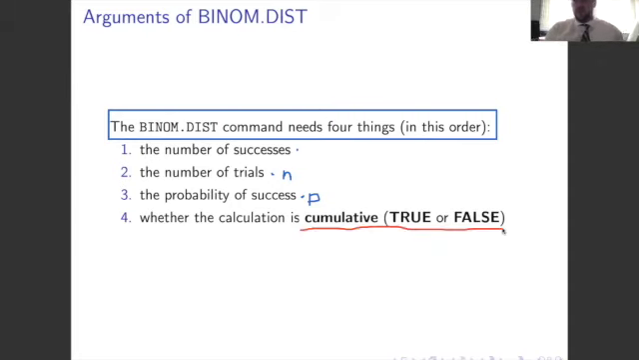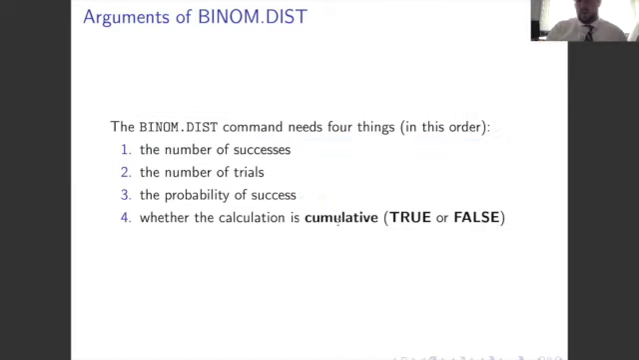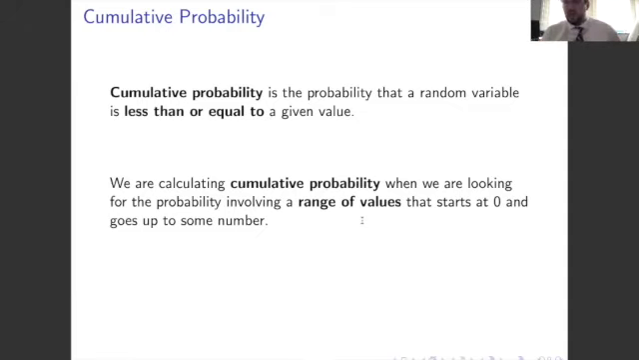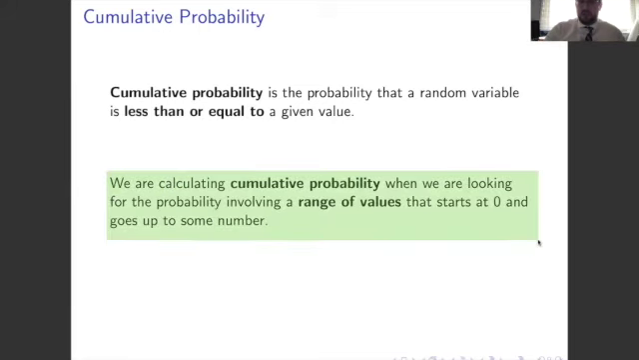So now let's talk about what cumulative means. The other 3 things are usually straightforward. You can just get the numbers from the problem, but sometimes there is some thought involved in determining whether or not this calculation is cumulative. You're looking at cumulative probability. You're looking at the probability that a random variable is less than or equal to a given value. You'll know that you're calculating cumulative probability if what you're looking for involves a range of values that starts at 0 and goes up to a number.